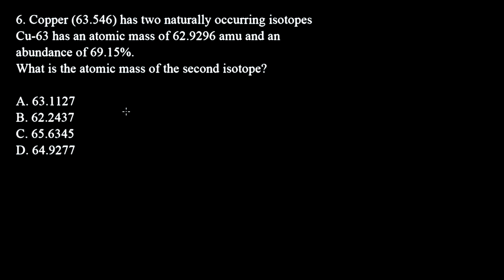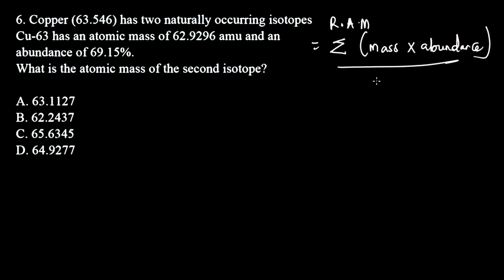Alright, so let's look at this question. Copper has two naturally occurring isotopes, with this mass and this abundance. What is the atomic mass of the second isotope? Basically, relative atomic mass (RAM) is equal to the summation of the mass times abundance of each isotope over the summation of the abundance, which should be 100%.